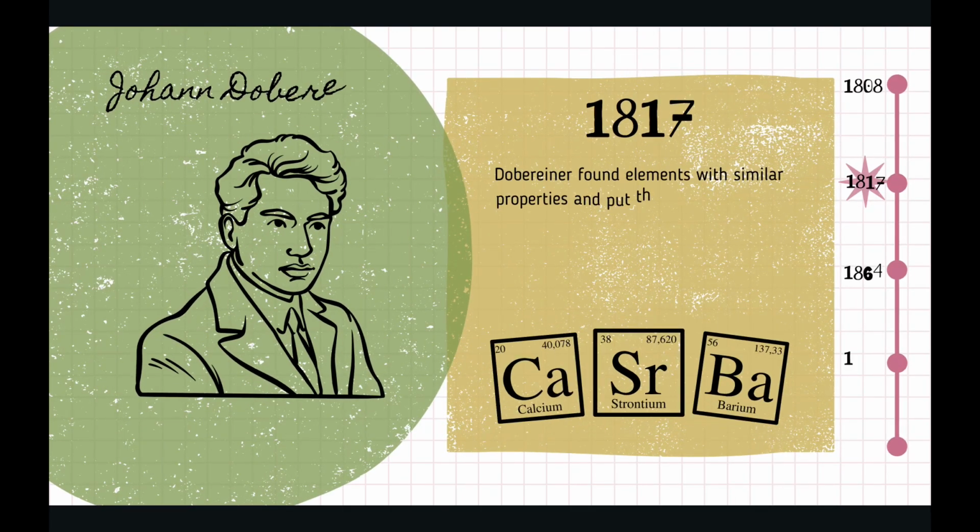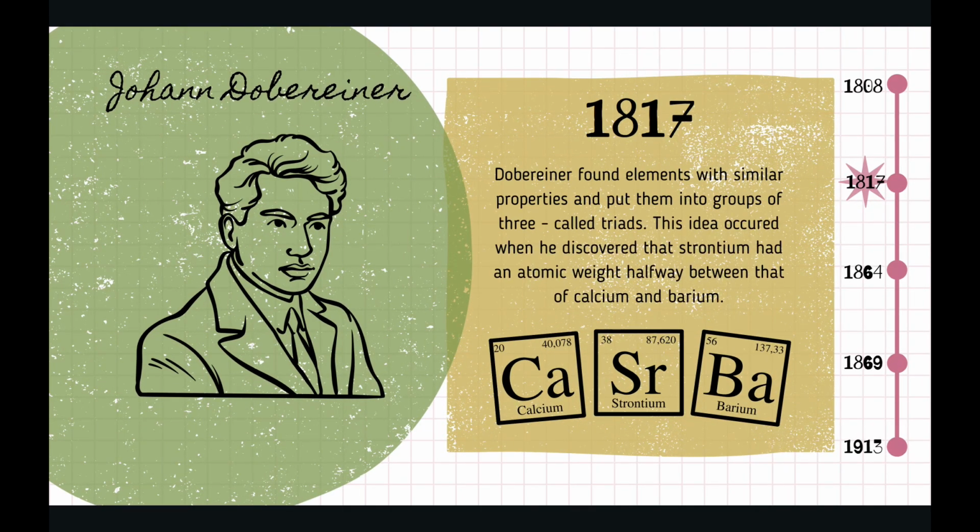The next improvement was by Johann Döbereiner. He found elements with similar properties and put them into groups of three called triads. So you can see here calcium, strontium, and barium. These triads have somewhat similar properties. The idea occurred when he discovered that strontium had an atomic weight halfway between calcium and barium. If you look at it, strontium had an atomic weight of 87, which is somewhere between 40 and 137. Interesting, isn't it?